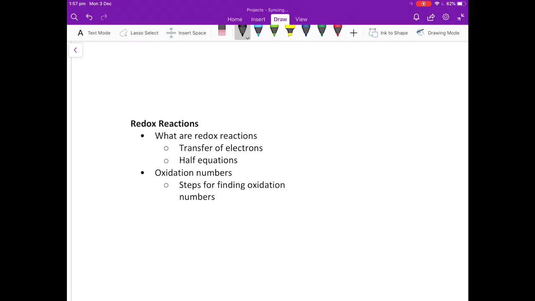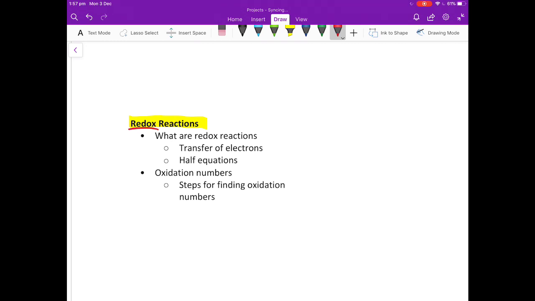In this chapter, we're going to be changing our focus a little bit and looking at redox reactions. For the past few chapters, we've done quite a little bit of work regarding fuels and combustion reactions, and today we're going to look at a different type of reaction. We're going to look at redox reactions.